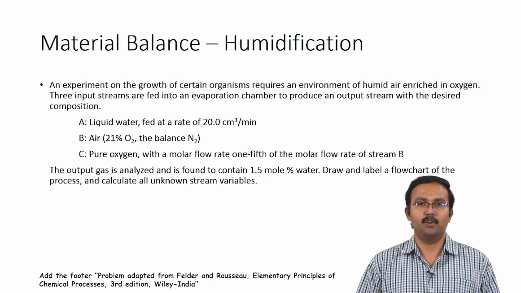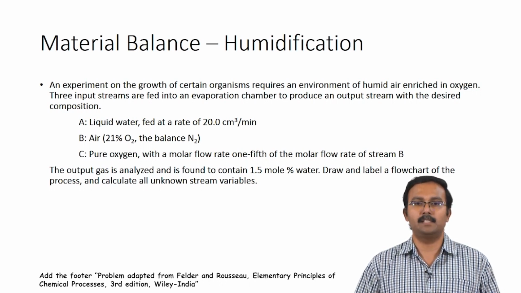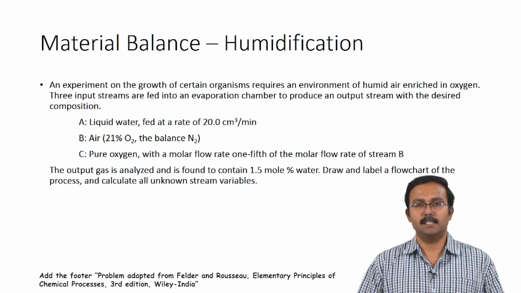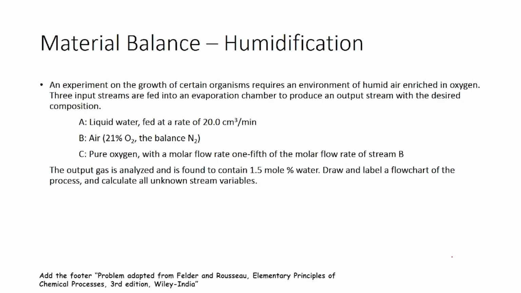You are asked to first draw and label the flow chart for the process and calculate all the unknown stream variables. So, let us first start with identifying the basis for this problem. The basis would be all the flow rates that have been given. Specifically, we have the flow rate for stream A, which is liquid water, given as 20 cm³ per minute. So, we will assume the basis as the given flow rates.